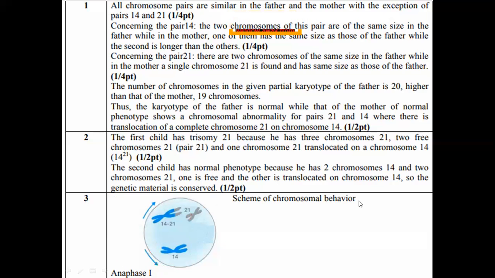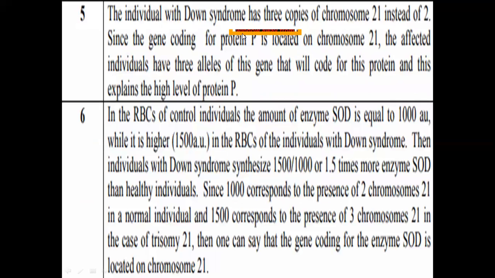Moving to part 5. Part 5, they are talking about the individual with Down syndrome. It has three copies of chromosome number 21 instead of two copies. So the gene coding for protein P is located on chromosome number 21. So the affected individual has three alleles of this gene. These three alleles will code for this protein, and this explains the high level of protein P in individuals affected with Down syndrome or trisomy 21.